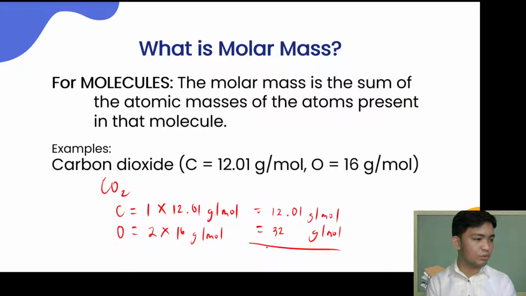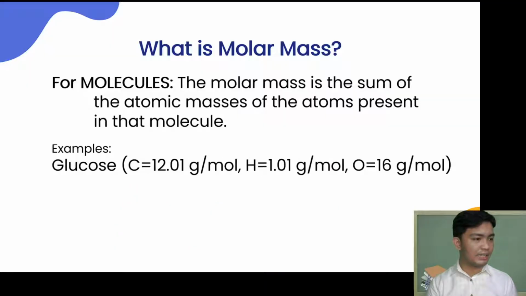So you're adding this, you're gonna have 44.01 grams per mole. So this is the molar mass of carbon dioxide. Okay, so 1 mole of carbon dioxide, 6.022 times 10 raised to 23 molecules of carbon dioxide, that is equivalent to 44.01 grams. Okay? Sige, try tayo ng isa pa.